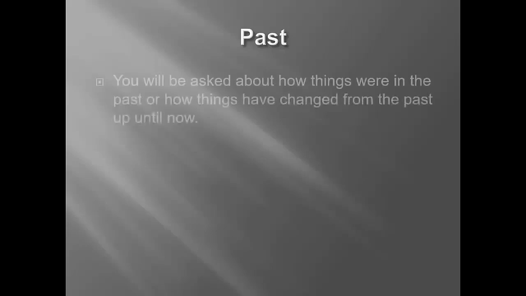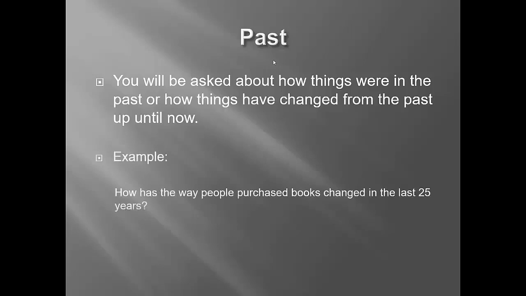And finally, you'll be asked about how things were in the past, or how things have changed from the past up until now. That's a useful distinction for you, because that will change the tense that you use. How has the way people purchase books changed in the last 25 years? So you would have to talk, in the last 25 years, the book market has changed significantly since people have started to buy online rather than go into traditional bookstores, something like that. Obviously you would add much more detail in that, but that's just showing you the structure that they're trying to get you to use for that one.